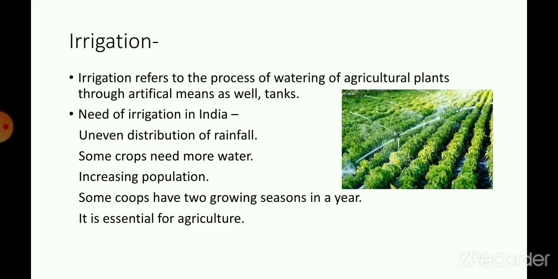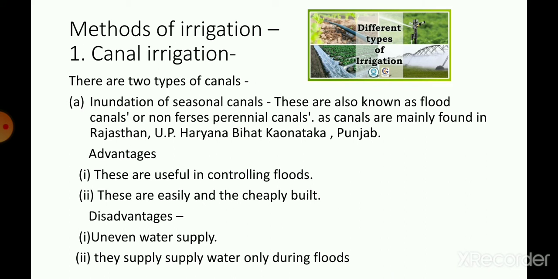Next, methods of irrigation. These are not modern methods, just common methods of irrigation. First method, canal irrigation. What are the favorable conditions to build a canal? The area should be low level and must have deep fertile soil. The area must have perennial source of water.